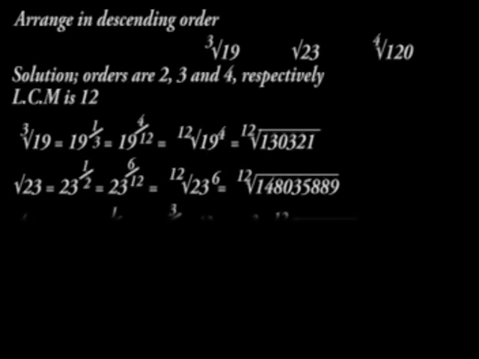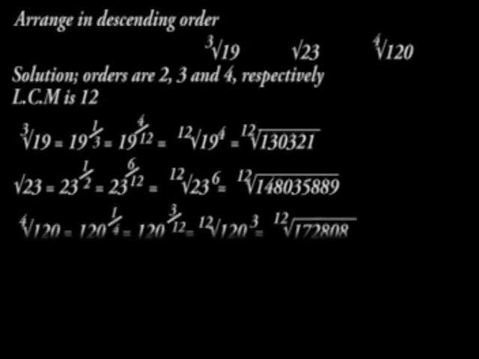Finally, fourth root of 120. Following the same ideology, we are going to have 12th root of 172,800. The order is thus: root 23 is greater than fourth root of 120, which is greater than cube root of 19.